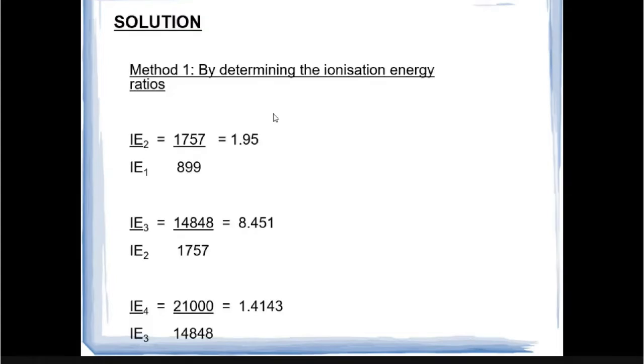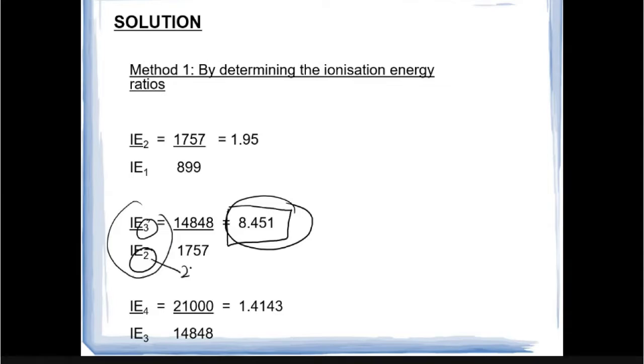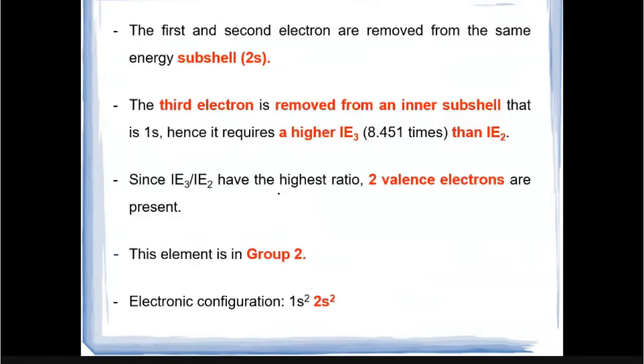Then we can deduce something. For example, in this case, the highest is IE3 to IE2, meaning that there are two valence electrons, and then the third electron is removed from a completely filled inner shell. Madam ulang, kena cari ratio. Kalau tahu ratio yang mana paling tinggi, maksudnya kita boleh deduce dah. Dari IE2 ni, I tahu dia 2 valence electron. Kemudian elektron yang ketiga ni dia buang dari completely filled or fully filled inner shell. But you have to be careful.